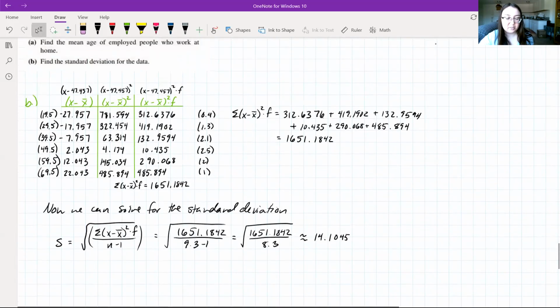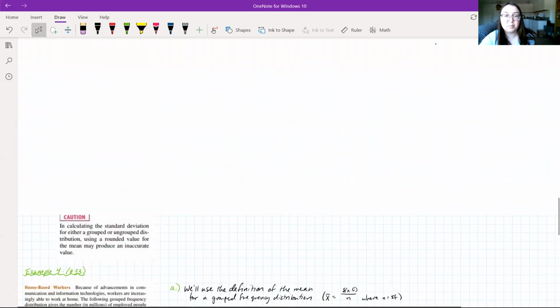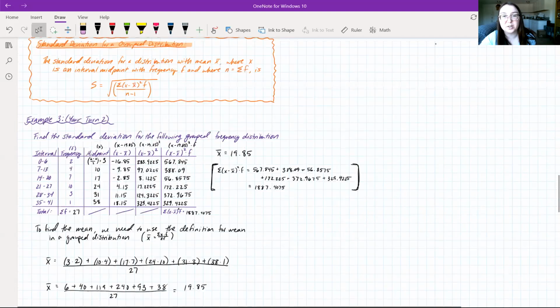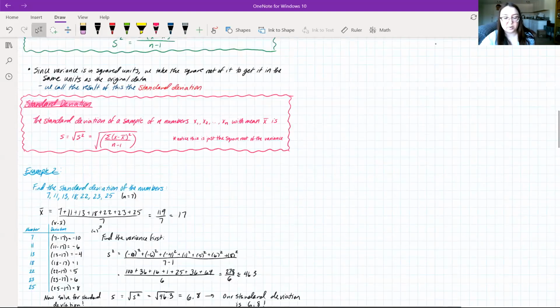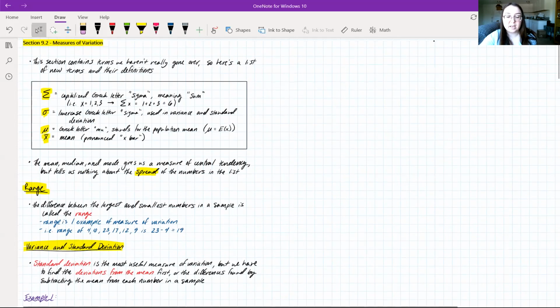All right, so we have gone through how to solve for our standard deviation, which we said before, is our most useful measure of variance. So we're going to be solving for the standard deviation a lot within this section and the next section.